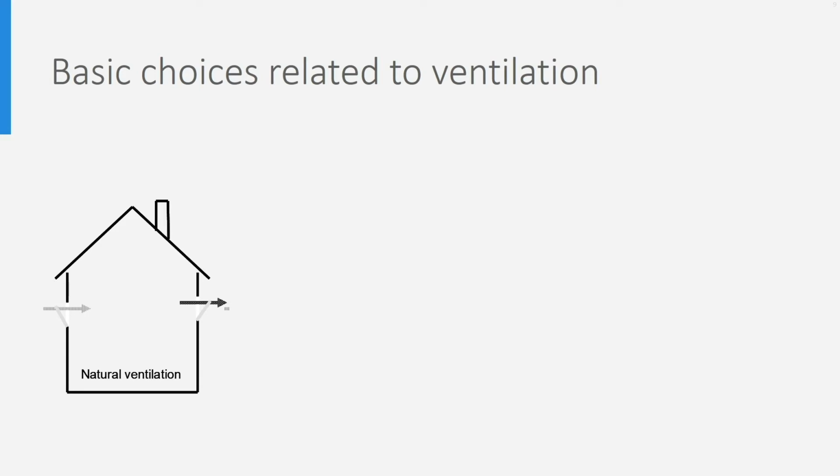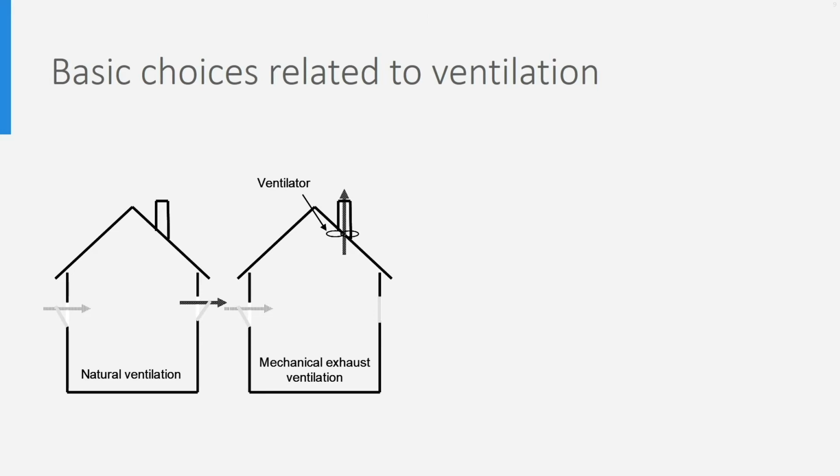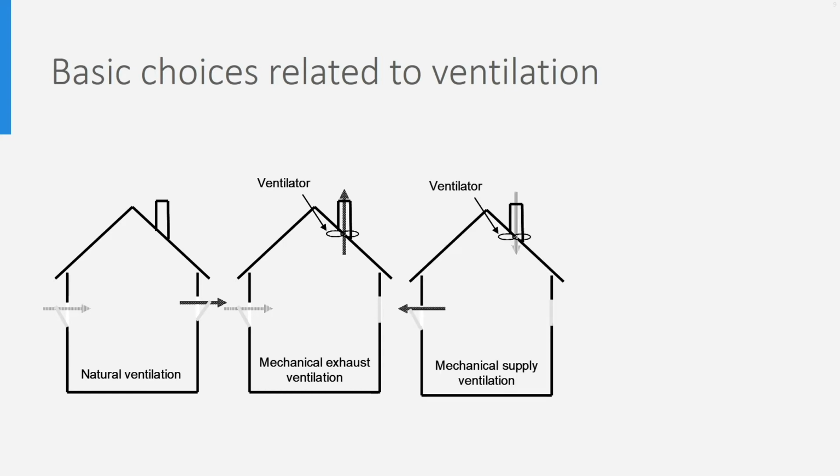That is why we try to assist the ventilation by a ventilator. That's what we call mechanical ventilation. You can place a ventilator, a fan, to push the air out of the building. It creates an underpressure in the building, by which outdoor air automatically comes in. That is what we call mechanical exhaust ventilation. Instead of pushing the air out of the building, you can also use a ventilator to push the air into the building. It then creates an overpressure in the building, by which the air automatically goes out through the chimney or window grill.